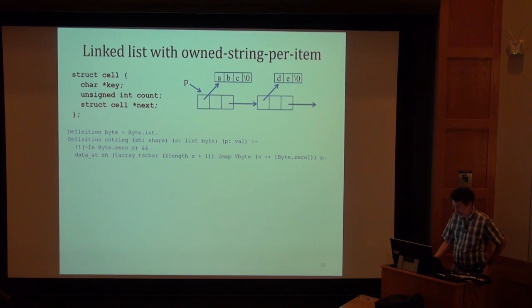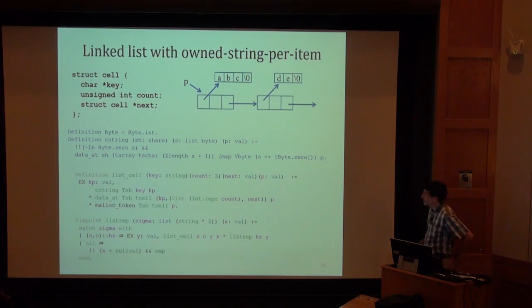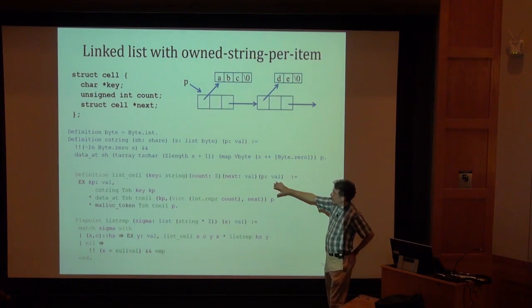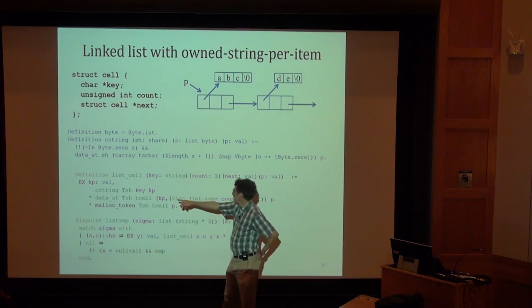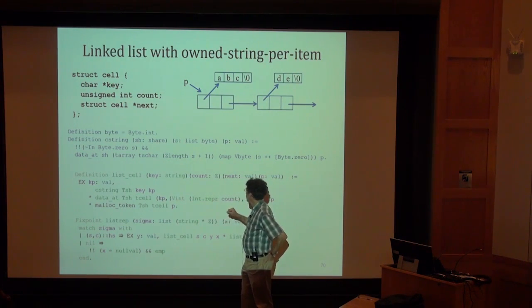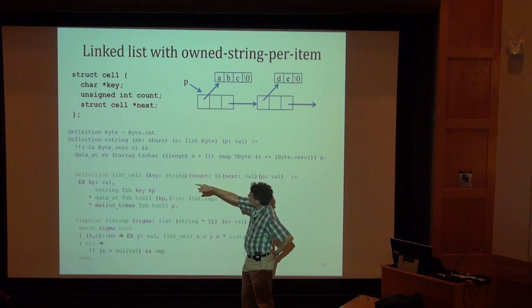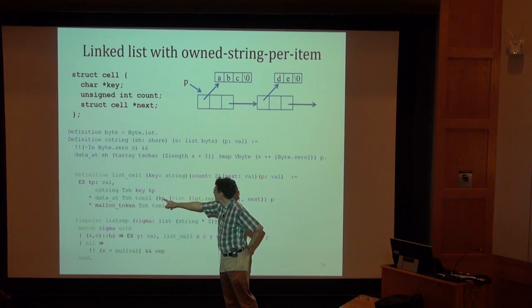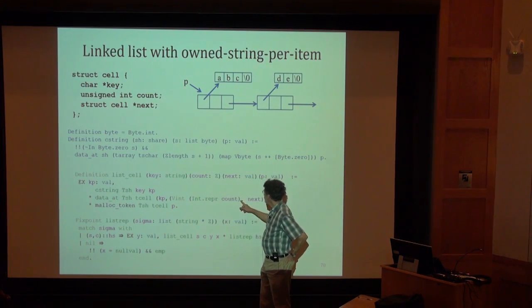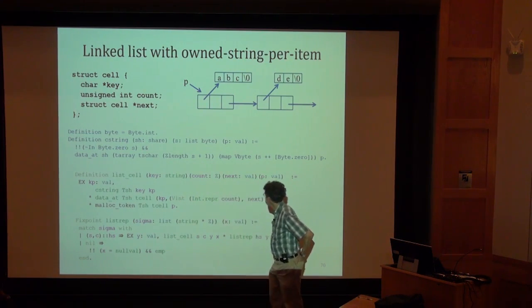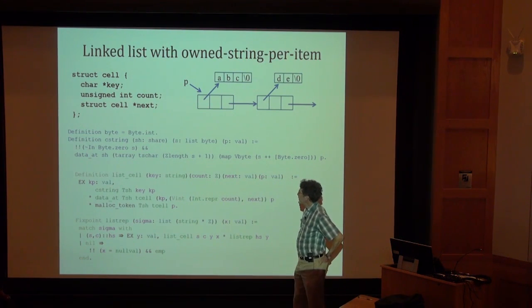And now we can represent our linked list. And this list cell is very much like any of the linked lists we had before. It's got a data_at. It represents a T cell, which is struct cell up there. So it's got to have three components. The key pointer, which is a pointer value. The integer representation of the count. And next, which is another pointer value. And it's at address P.